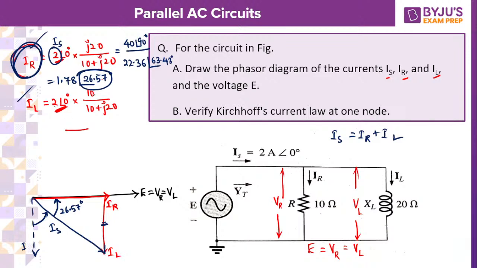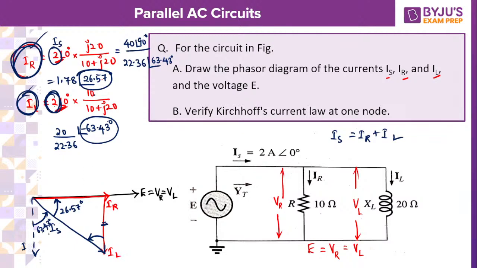So 2 into 10 will be 20. Okay, 20 divided by this magnitude. What is the magnitude I have got? 22.36 at an angle of how much? 63.43. So it goes minus 63.43. So the inductor current is lagging with respect to source current by minus 63.43. The same angle is here also. This is the inductor current and this is the source current. The source current is going to lead the inductor current, or the inductor current is lagging with respect to source current. Everything is okay, fine.